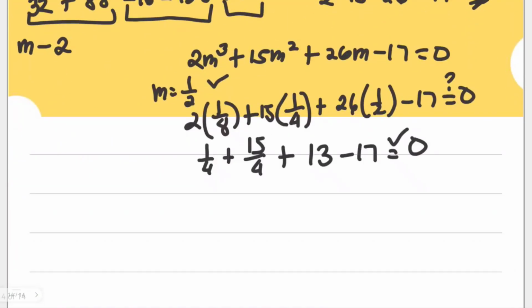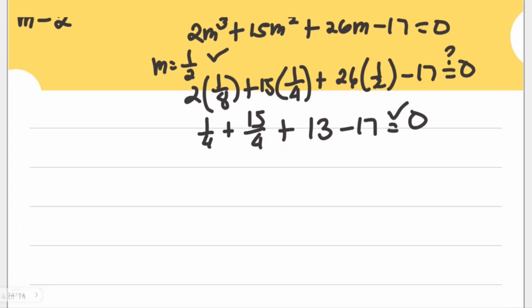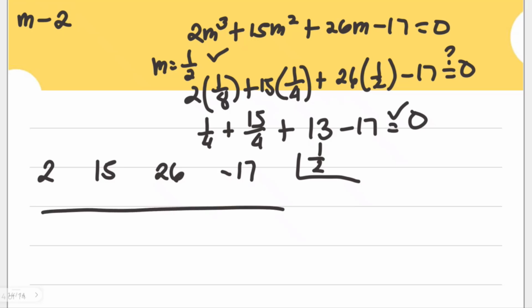And now, notice that your synthetic division will include C, which is a fraction. So you have 2, 15, 26, negative 17, and here you will have 1/2. Okay? That's because that is your root here. So 2 times 1/2 is 1. You will have 16 times 1/2, you have 8. This is actually, 34 times 1/2, you have 17, 0. Yes, that's correct. Okay, surprisingly, our value of 1/2 is correct.